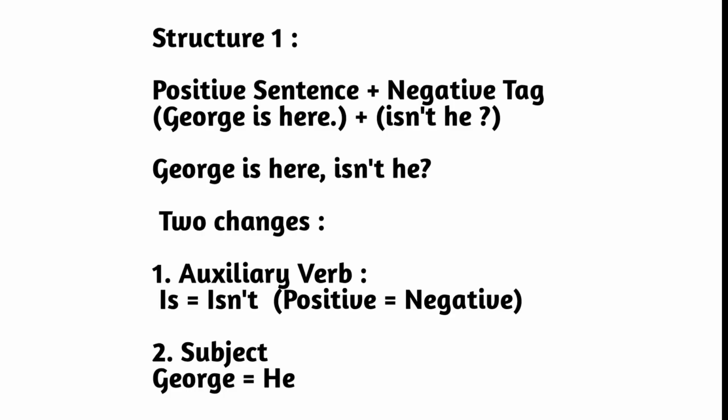George is here, isn't he? George is here, positive sentence. Isn't he? Negative tag. You can see two changes to frame a tag question. Number 1, the auxiliary verb is is converted to isn't. Number 2, the subject George is converted to he.